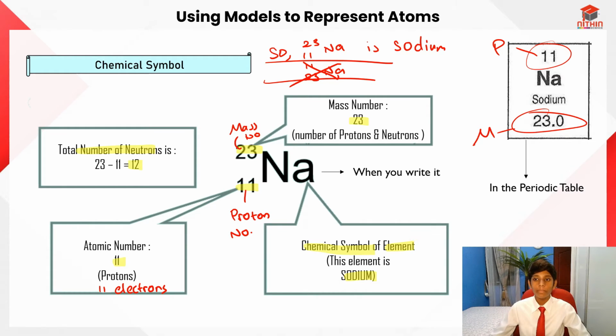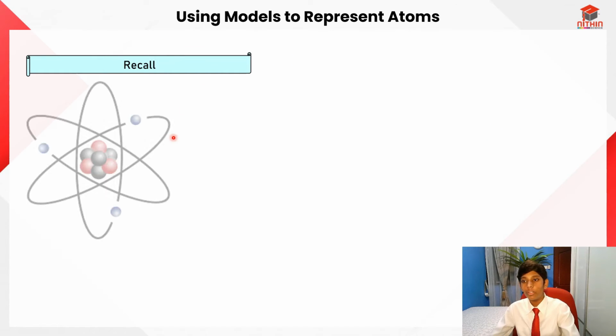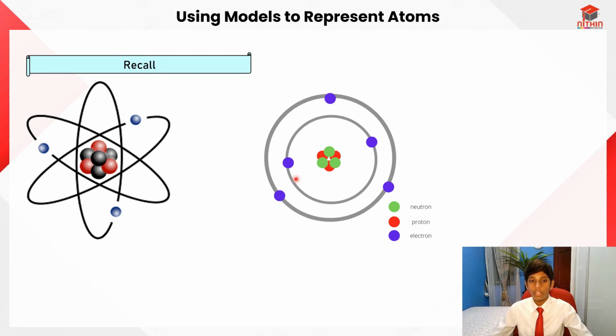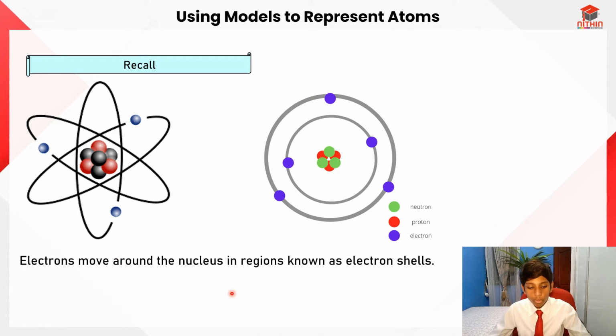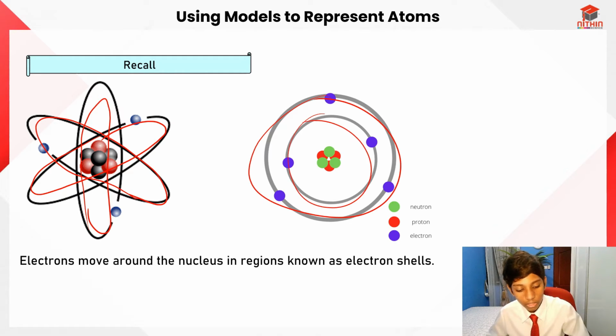Now let's move on. We have to recall that this is an atom, and this is an atom as well. Electrons move around the nucleus in regions known as electron shells. We all know what electron shells are. You see these things called orbitals or electron shells. These are the things that electrons move around in.